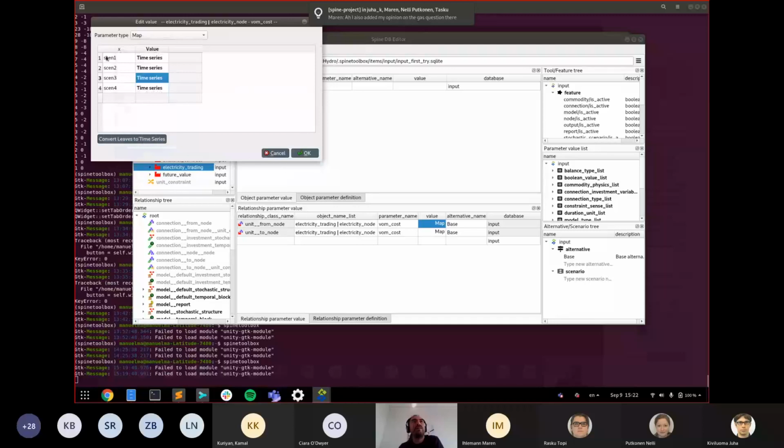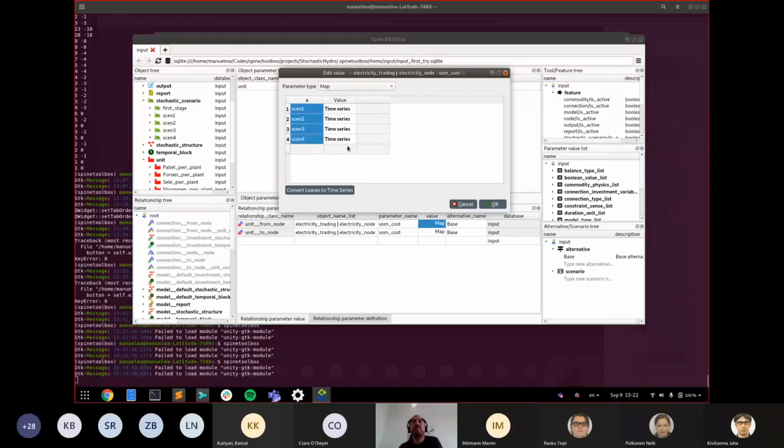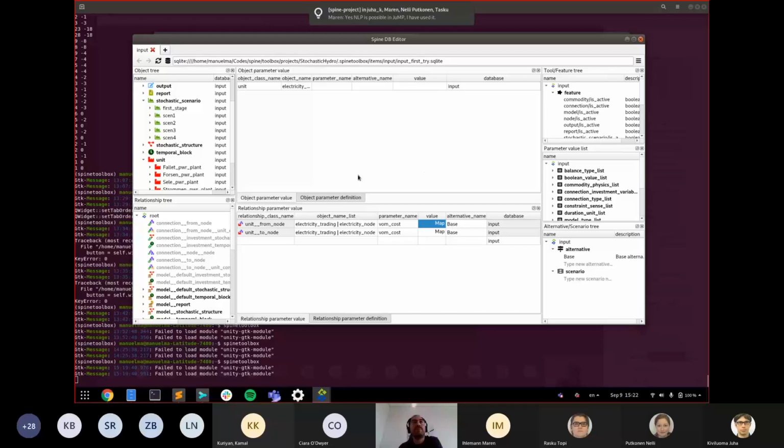And the other important thing is that these labels here are named exactly as my scenarios, like this, scenario 1, 2, 3, 4. So only by doing that, SpineOpt will interpret this as a stochastic time series, and it will do the right thing to build an optimization problem that takes care of these stochastics as it should. So yeah, that's pretty much all I had to say about this.